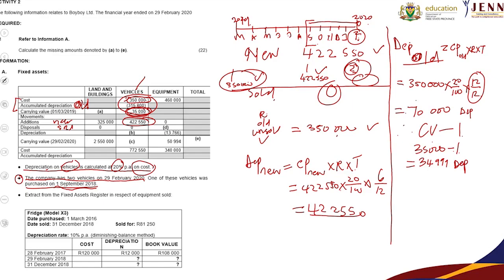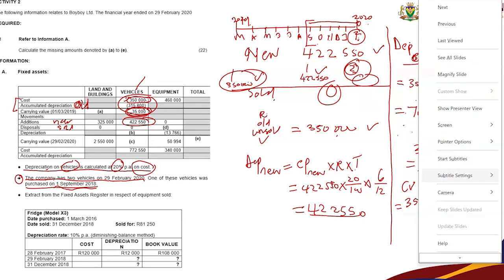At least let it be 1 rate. If we say carrying value minus depreciation, what are we going to have? Carrying value, how much is it, Kanene? 35,000 minus depreciation. How much did we allow the depreciation to be? It was how much?